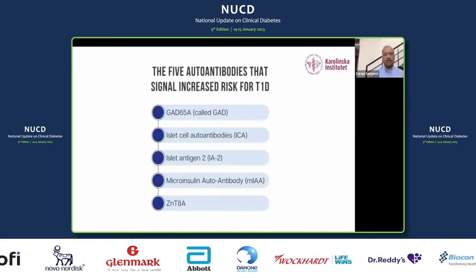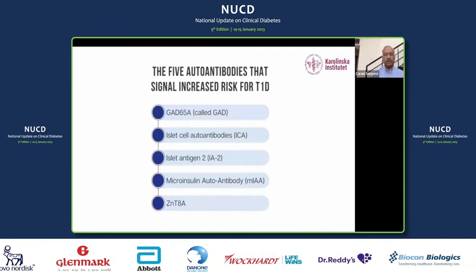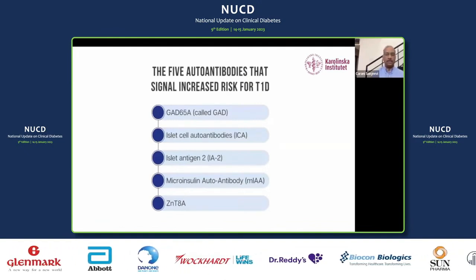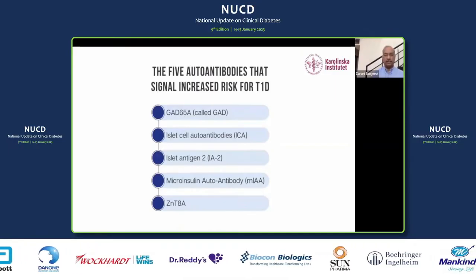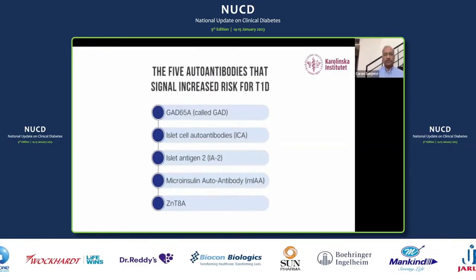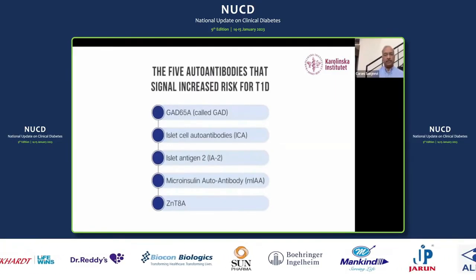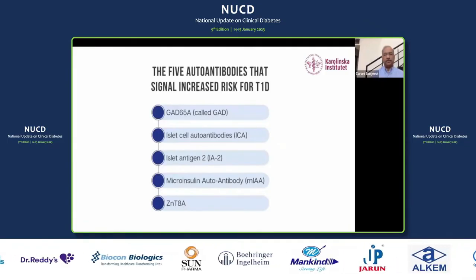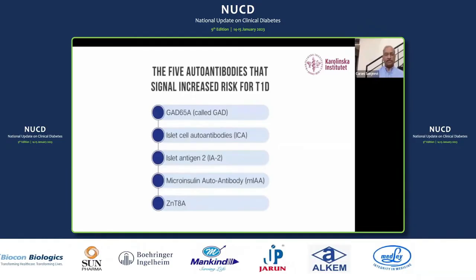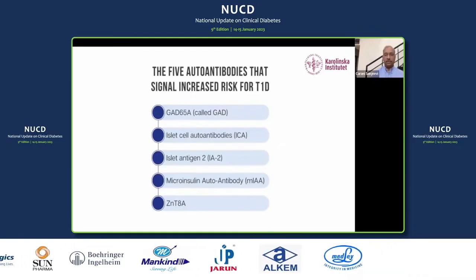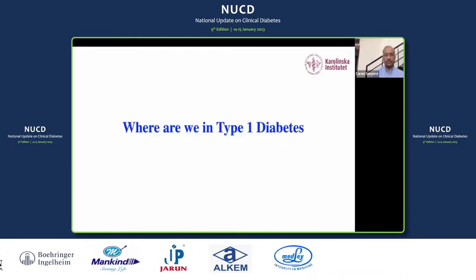You also have another assay, insulin autoantibody, which has a new assay, the micro insulin autoantibody assay, which is what was formerly called IAA, and a zinc transporter. So these are the antibodies that are measured, and presence of 2 or more antibodies signifies clearly the existing autoimmunity and the loss of beta cells that is happening in these individuals.